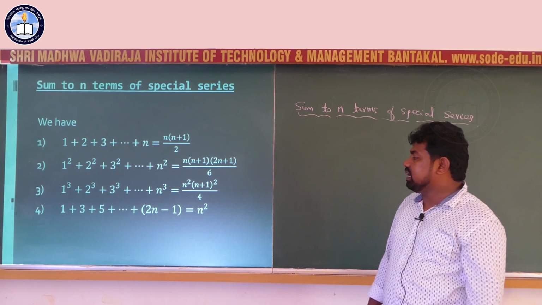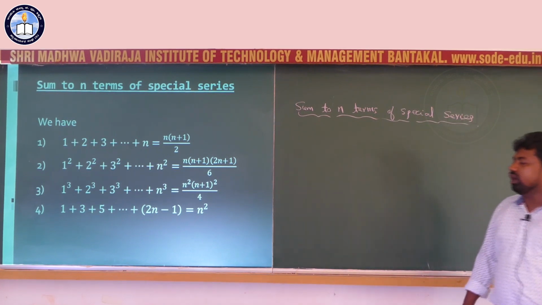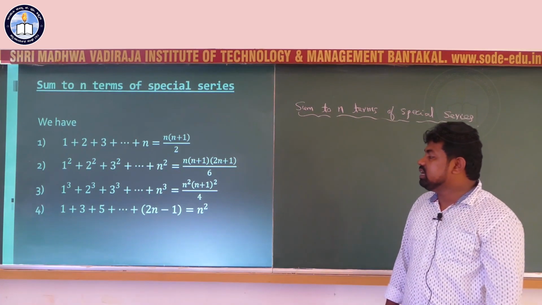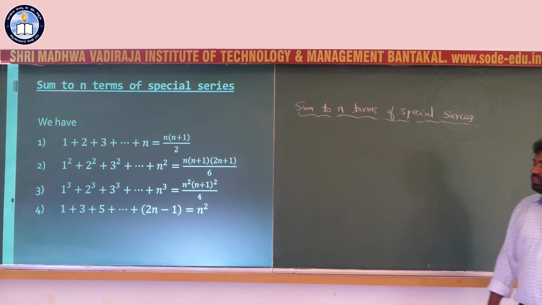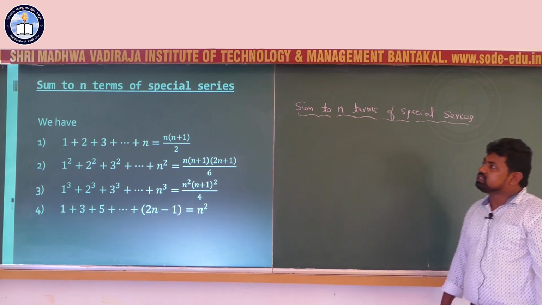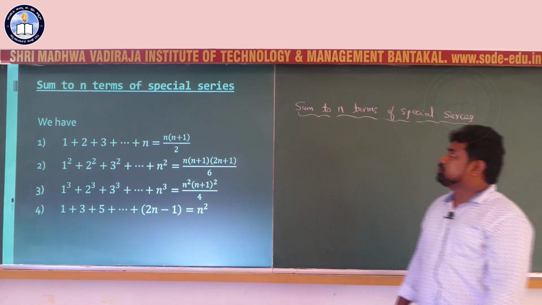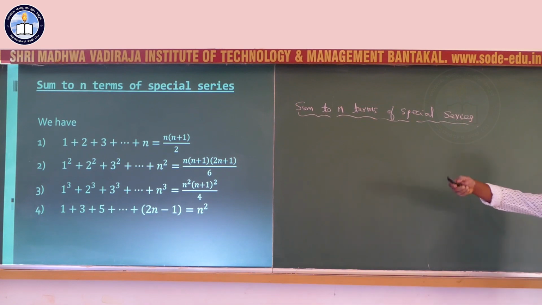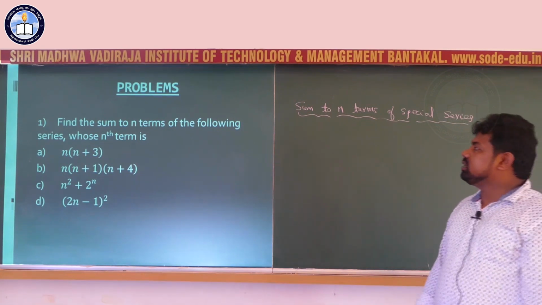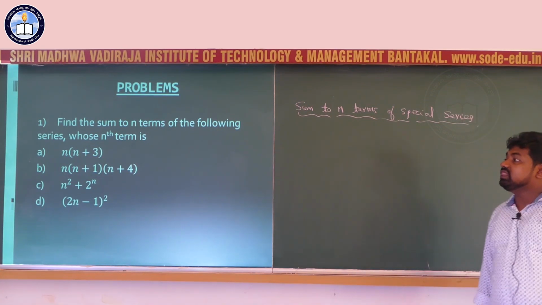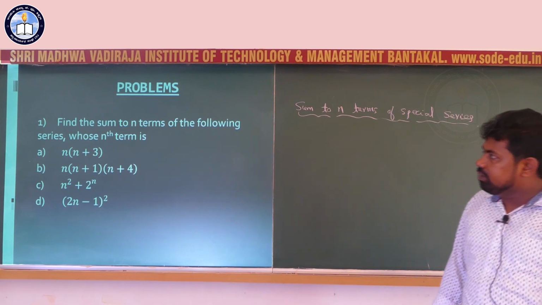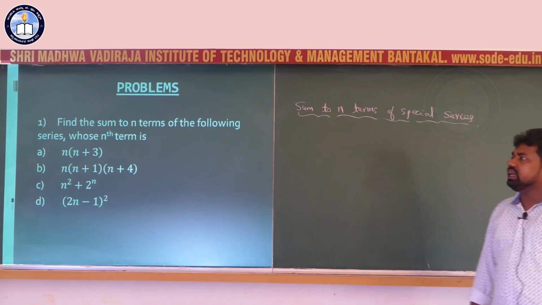1 plus 3 plus 5 up to 2n minus 1 equal to n square. Sum of first n odd integers is n square. Using these formulas, we can find the sum of some special series. Problems. Find the sum to n terms of the following series whose nth term is given. Our aim is to find the sum of first n terms.